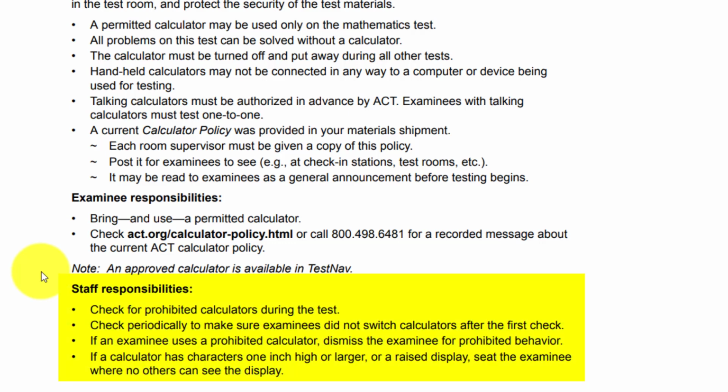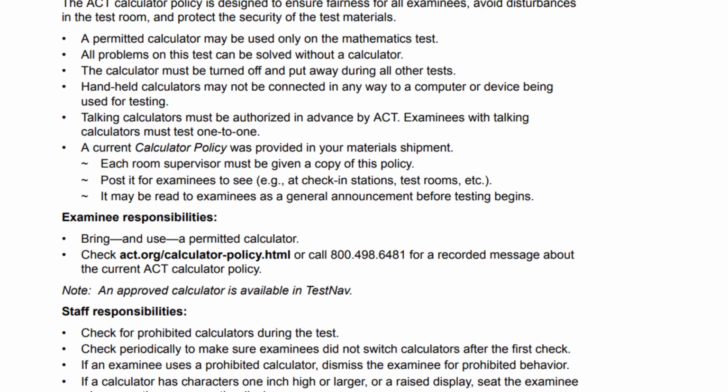Staff responsibilities. Check for prohibited calculators during the test. And remember, we're talking about math here. Check periodically to make sure examinees did not switch calculators after the first check. If an examinee uses a prohibited calculator, dismiss the examinee for prohibited behavior. If a calculator has characters 1 inch high or larger, or a raised display, seat the examinee where no others can see the display.